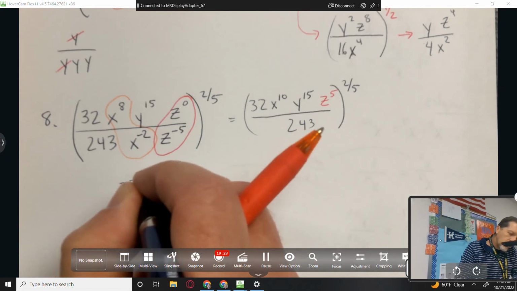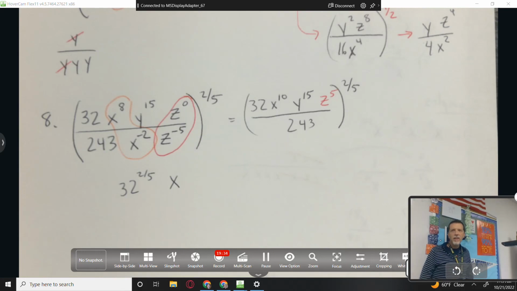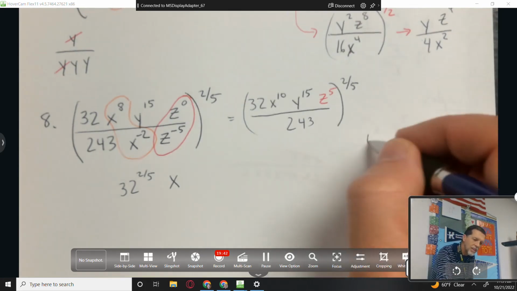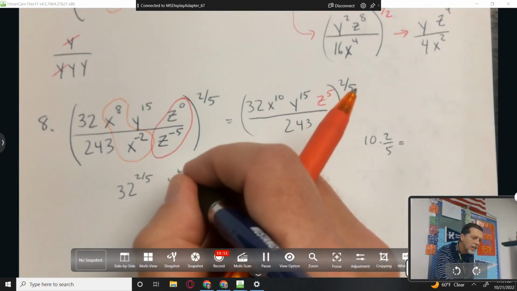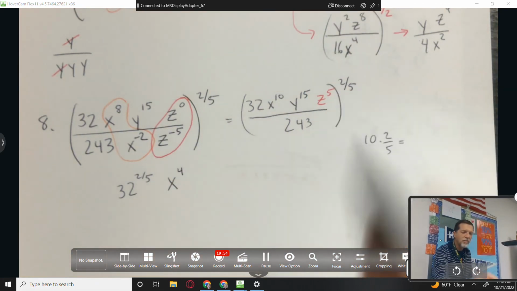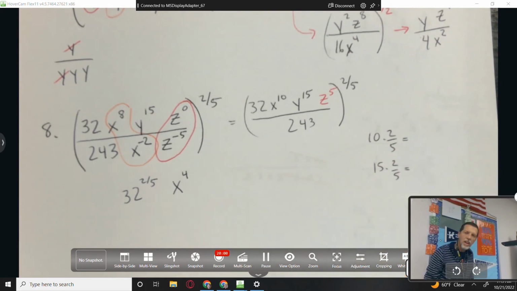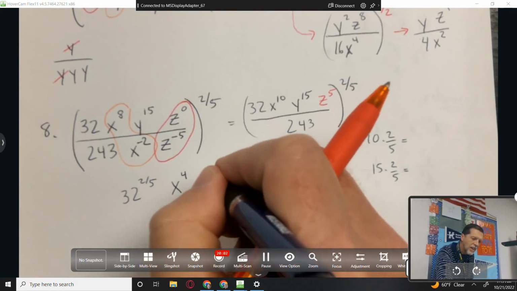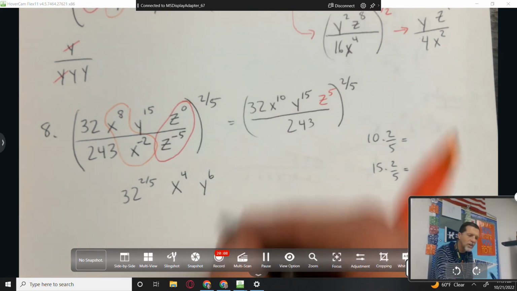So 32 to the 2/5. X, power to a power, we multiply. If you need to come out to the side and do 10 times 2/5, nothing wrong with that. 2/5 of 10 is 4. How about 2/5 of 15? 6. And then with z, surely 2/5 of 5 is even easier. 2.